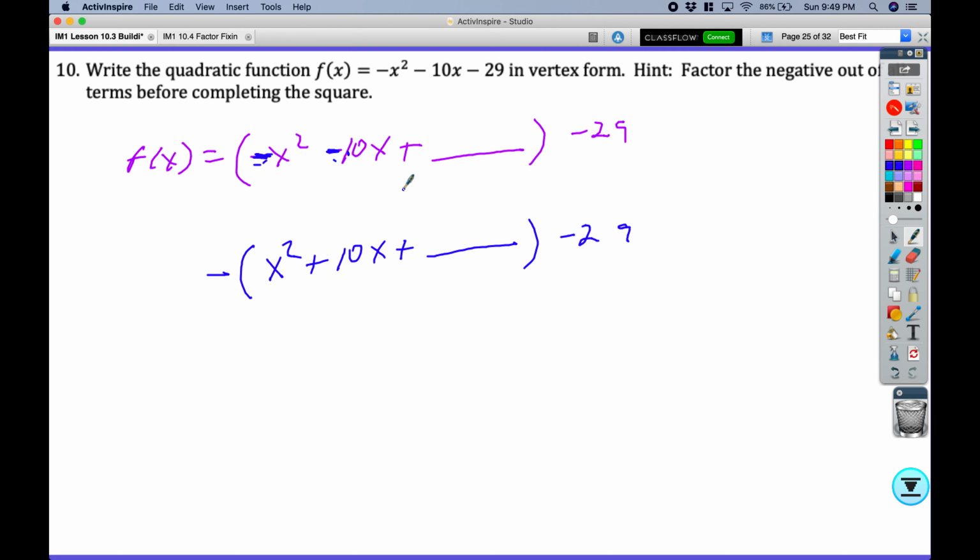Now this plus value is just kind of a placeholder. So you could add a positive number, you could add a negative number. It doesn't really affect anything when you factor out that negative, okay? It's just basically a placeholder for the time being.